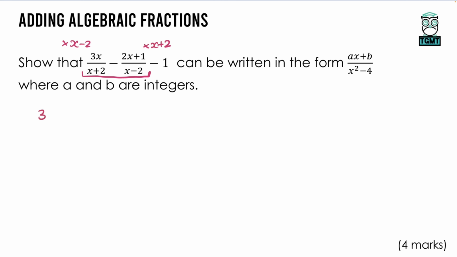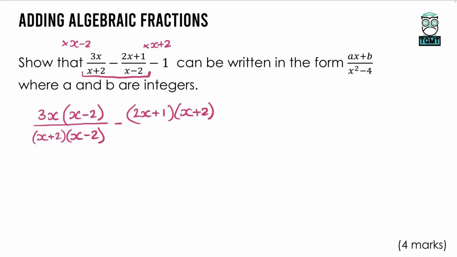So if we write that out in sort of a long form, we have 3x multiplied by (x minus 2) on my numerator, and that's now over (x plus 2)(x minus 2). On the next fraction, we have (2x plus 1) multiplied by (x plus 2), and that's all over the same denominator, (x plus 2)(x minus 2). And there we go. So let's just look at expanding these and tidying it all up, seeing what it looks like, and then we'll think about that one.